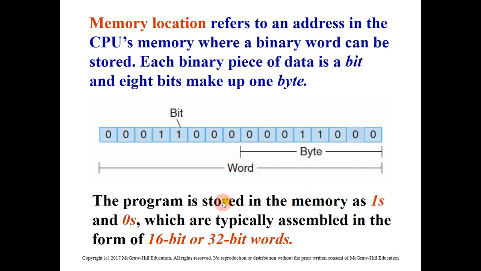The program inside the memory is usually stored in the form of ones and zeros. You can see here 0, 0, 0, 1, 1, 0, 0, and so on. Typically these ones and zeros form a set of bits. As we said, 8 bits represent 1 byte and 16 bits represent 1 word.